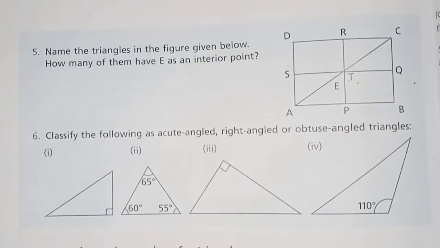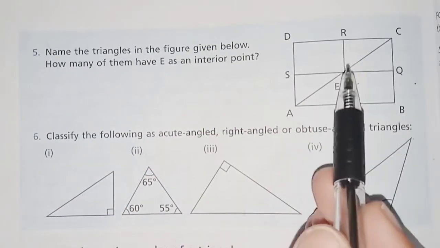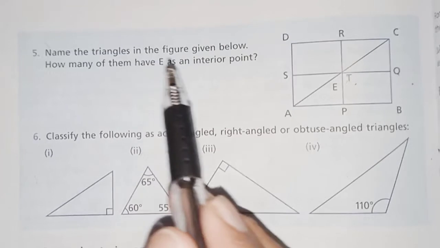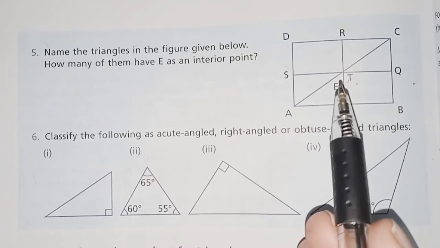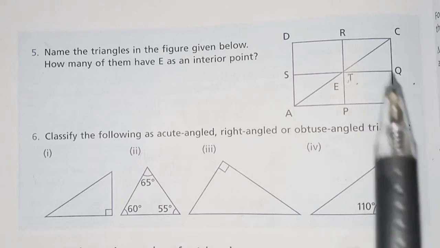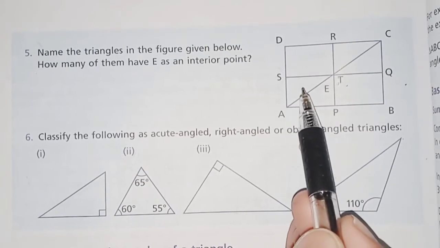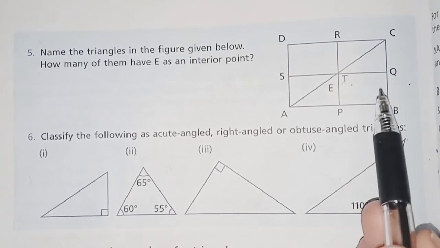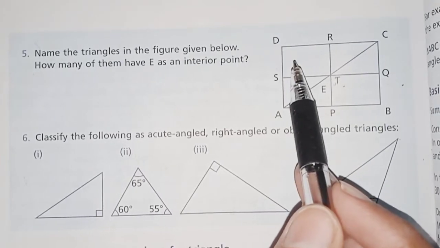Now we are doing question number 5. It is written as, name the triangles in the figure given below. This figure is given. We have to find the triangles and name them. How many of them have E as interior point? First of all, we find how many triangles are forming. We are counting 1, 2, 3, 4. 4 triangles are small and 2 triangles are large. This one is large, 5, and this one is also large, 6. So 6 triangles are forming.